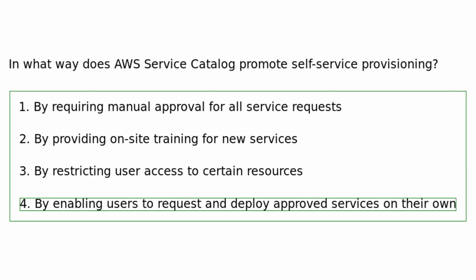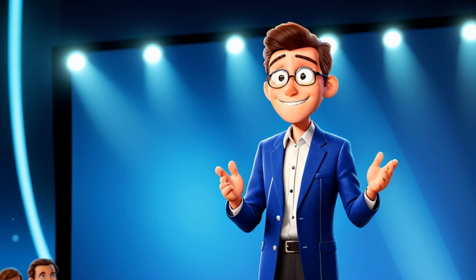AWS Service Catalog promotes self-service provisioning by enabling users to request and deploy approved services on their own, reducing the burden on IT teams.